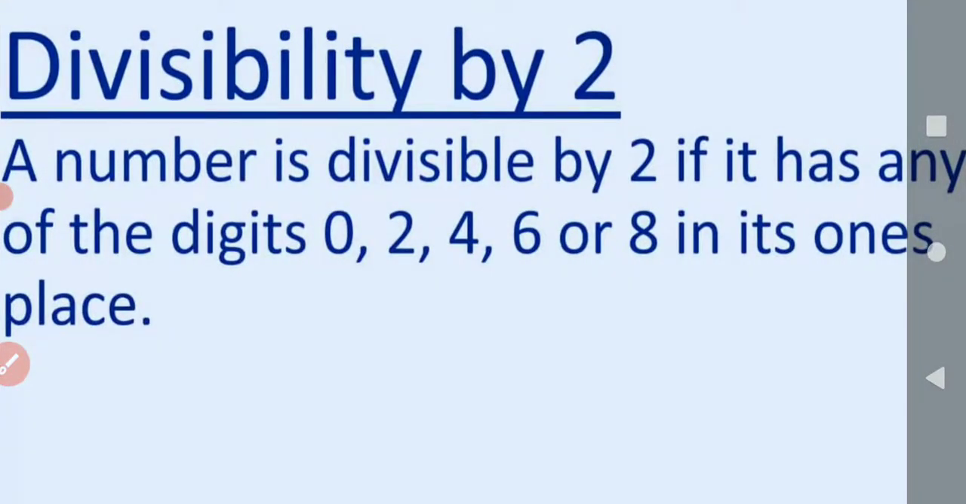The very first is divisibility by 2. A number is divisible by 2 if it has any of the digits 0, 2, 4, 6, or 8 in its ones place. That is, if any number ends with the digits 0, 2, 4, 6, or 8, then that is an even number and divisible by 2. Let's have an example.